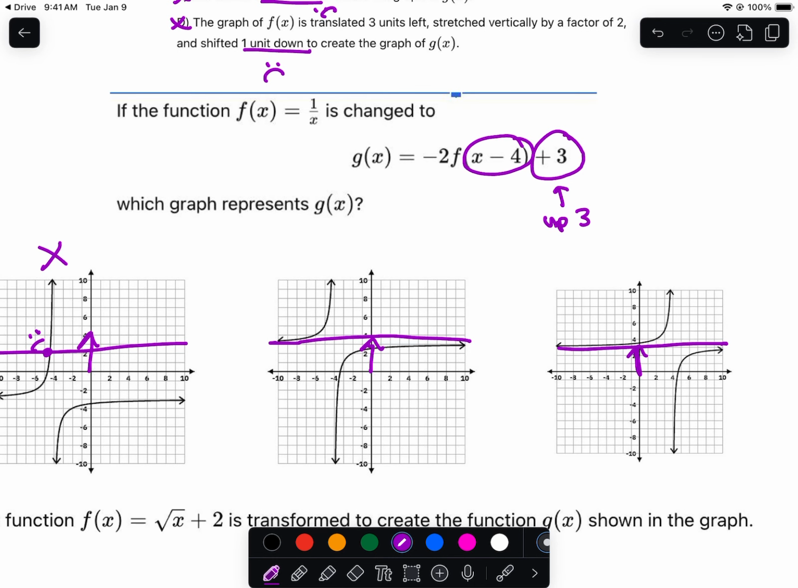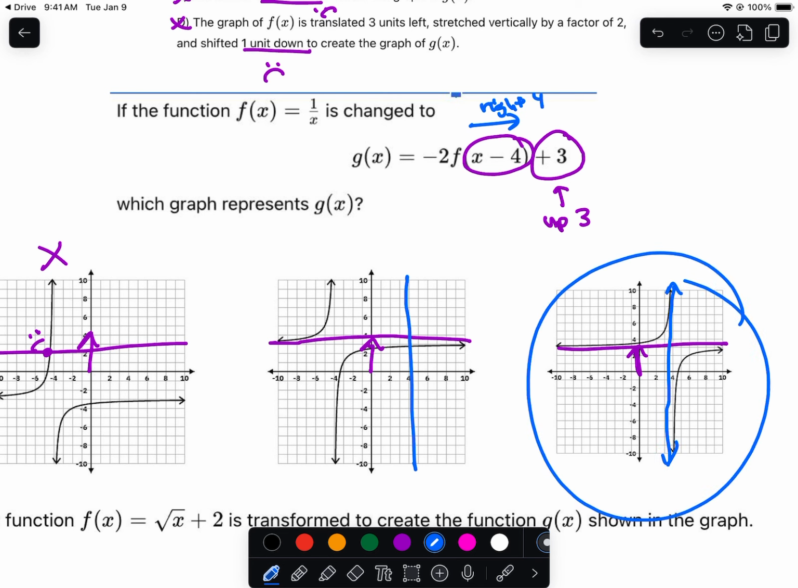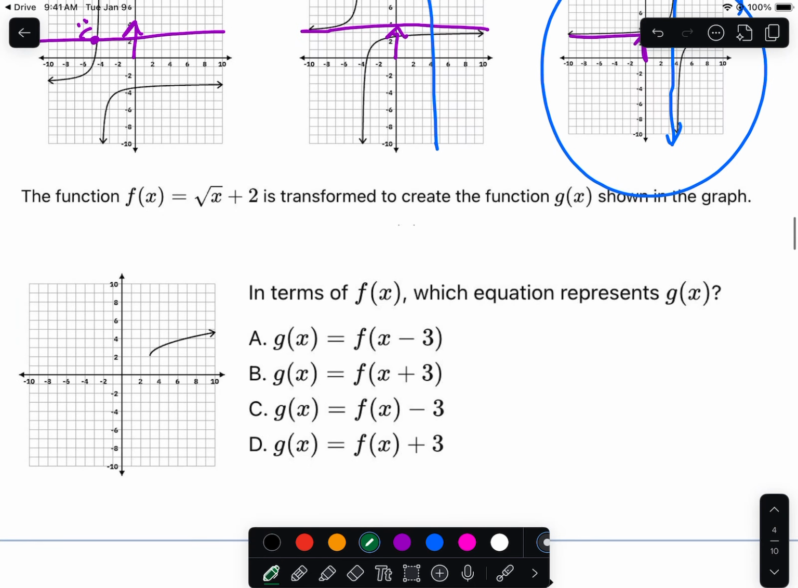Then this x minus 4 is going to go to the right 4. That will give us our vertical asymptote for these functions, which gets us right here. That's going to be our answer. Once again, you totally can graph this on Desmos and see which one's the same. So Desmos is a good backup, but you can just do the shifts and figure it out from there.